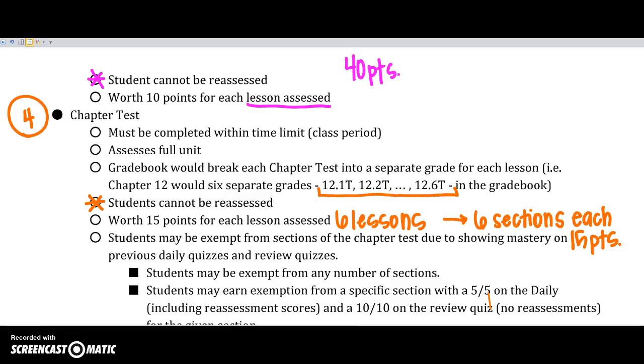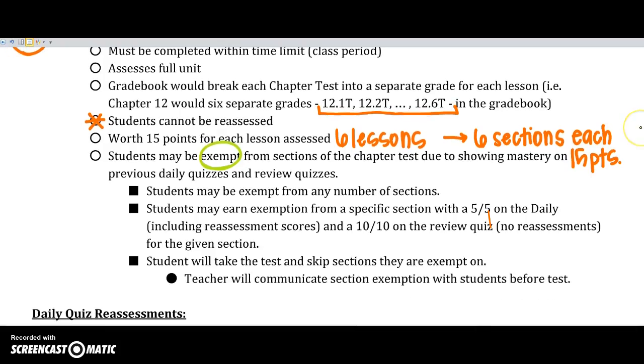Students may be exempt from sections on the chapter test, which is the cool part. So if you show mastery up front twice, we want to reward you and celebrate that mastery of the content, and so we are giving you the opportunity to be exempt from the sections on the test. So how do we do that? Students may be exempt from any number of sections, so there isn't a limit on the number of sections you are exempt from. Students may earn exemption from a specific section, and here's what you have to do.